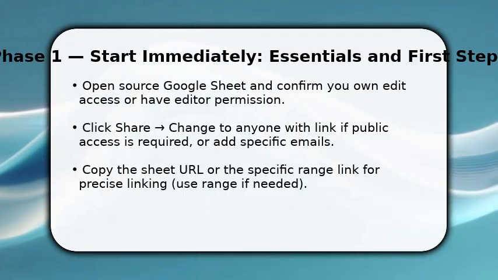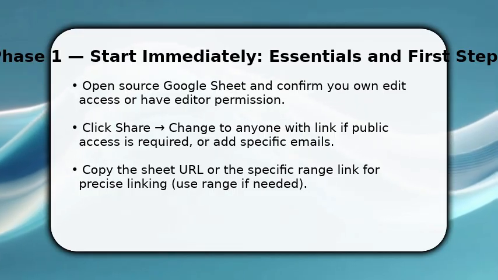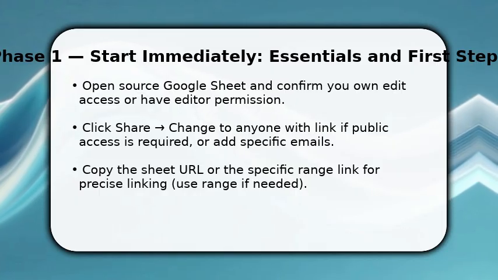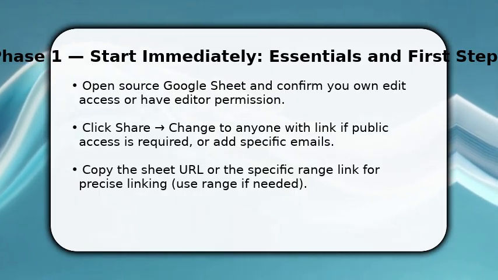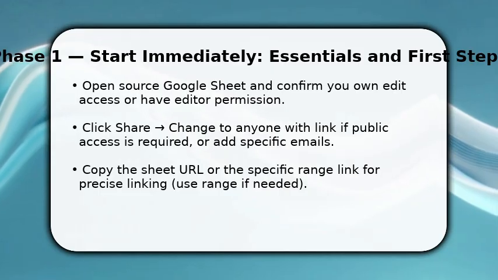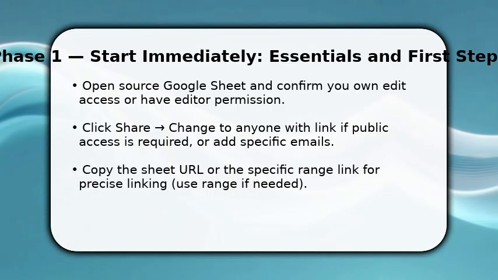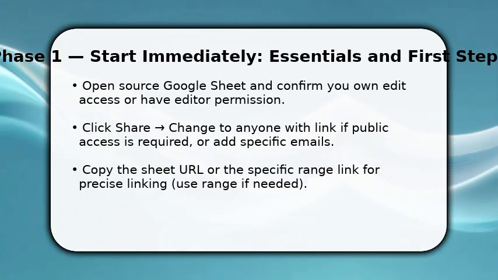You start by verifying permissions. Make sure you own the Google Sheet or have edit access so connectors can authenticate. Next, set sharing to the right scope, either specific emails for privacy or anyone with link for easy access. Once done, copy the sheet's URL. If you need just a table or range, select the range and copy that link.